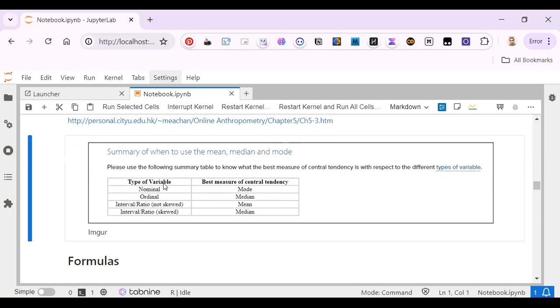To understand the type of variable: if your type of variable is nominal, then you have to look for the mode. Why? Best measure, I'm saying. For example, nominal you can consider as favorite foods I'm asking people. Maybe 100 people I'm asking favorite foods. In that case, no need to go to median because that is categorical data. Mode is better because mode is nothing but the most repeated.